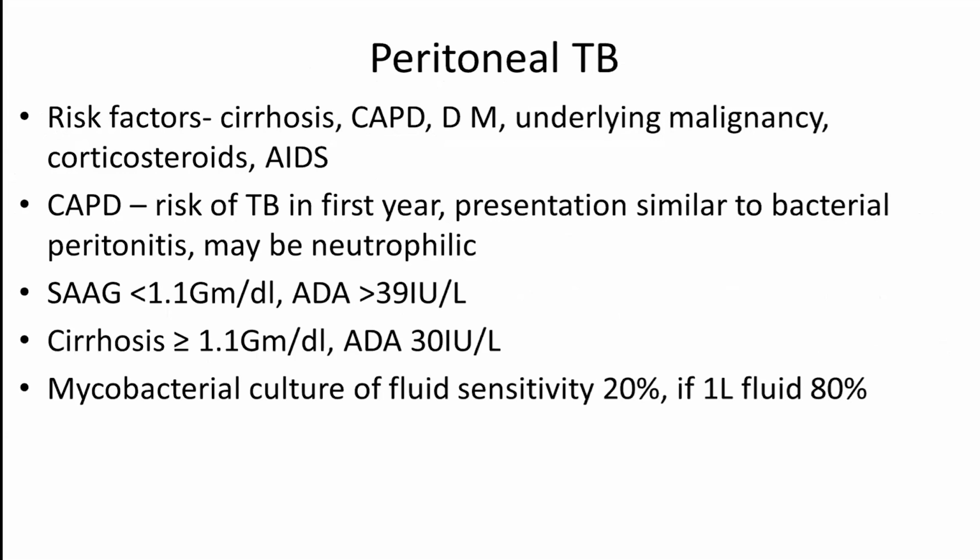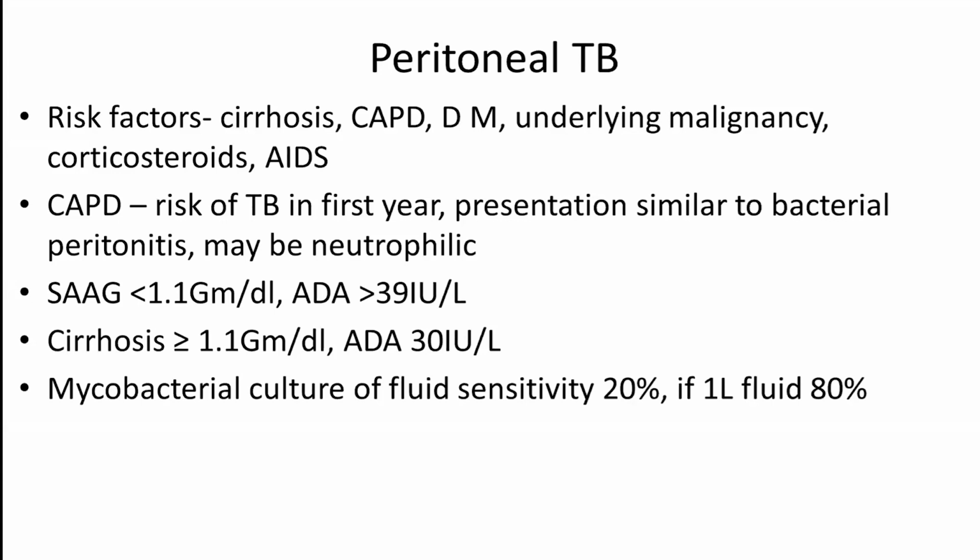Risk factors for peritoneal tuberculosis are cirrhosis, peritoneal dialysis, underlying malignancy, and so on. In all these cases, there can be ascites, so the diagnosis is very difficult. In peritoneal dialysis, the risk of tuberculosis is highest in the first year, and the presentation may be similar to that of bacterial peritonitis, and instead of lymphocytic, it may be neutrophilic. So it's very difficult to diagnose.